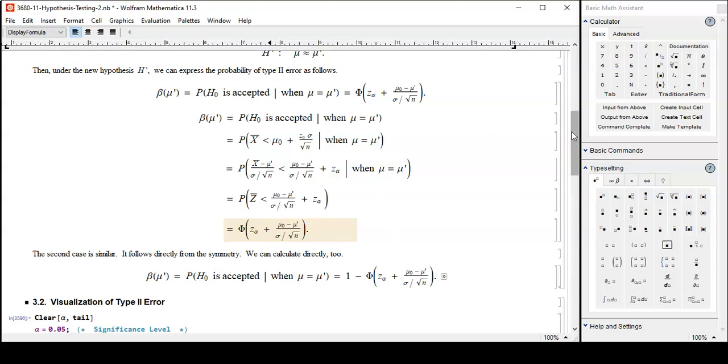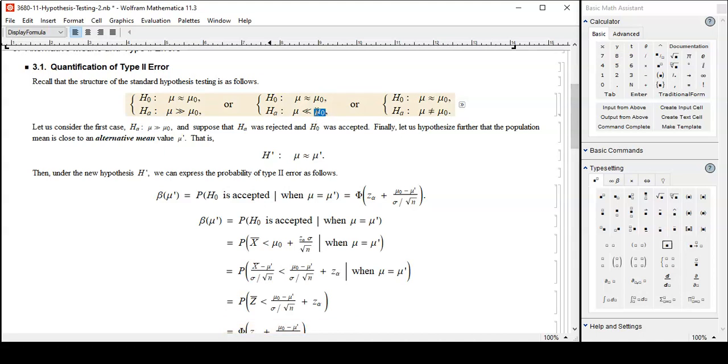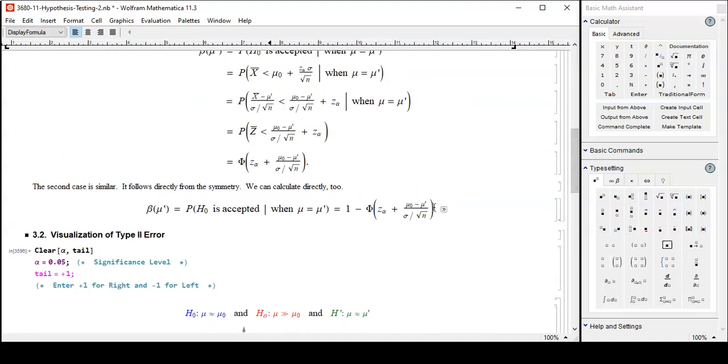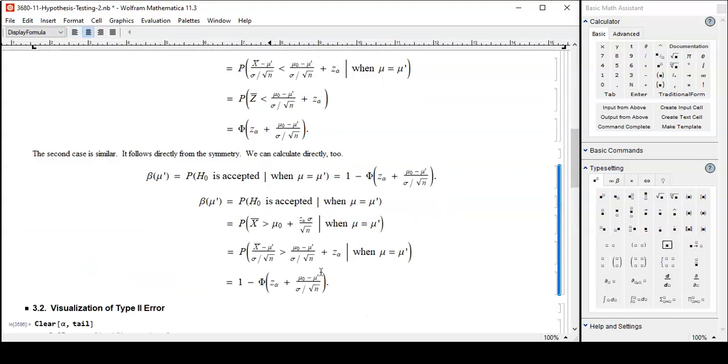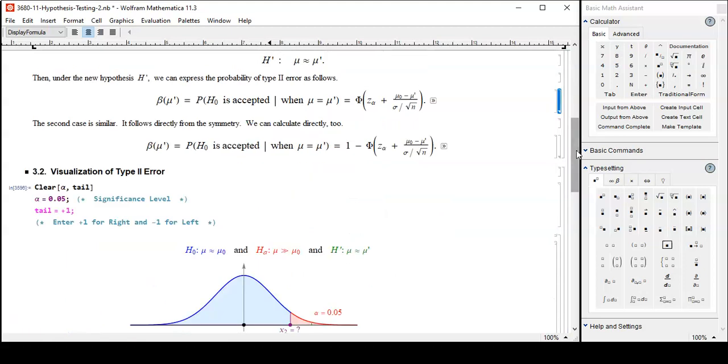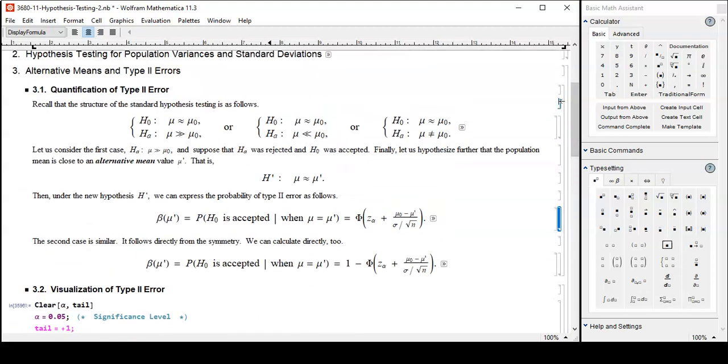And what if you have the second case like this? Similar computation, except that the direction of the inequality is reversed. So the direction is reversed, it's the other way around. Z is greater than this. So it's 1 minus the normal CDF. So using these as formulae, you can calculate the probability values.